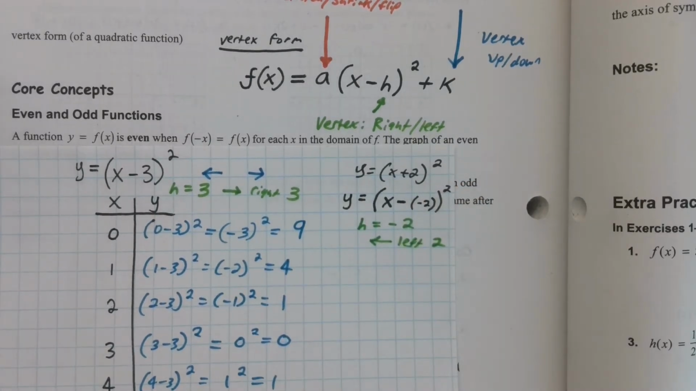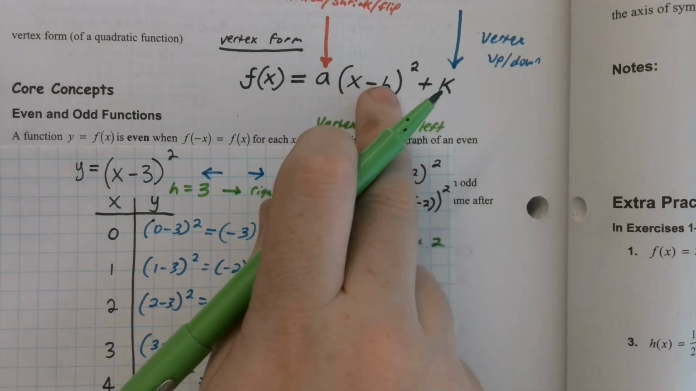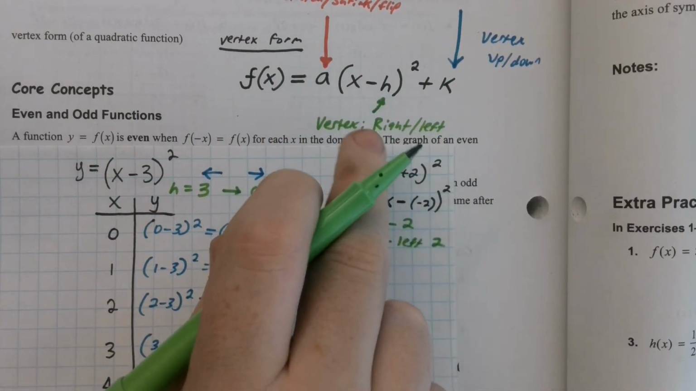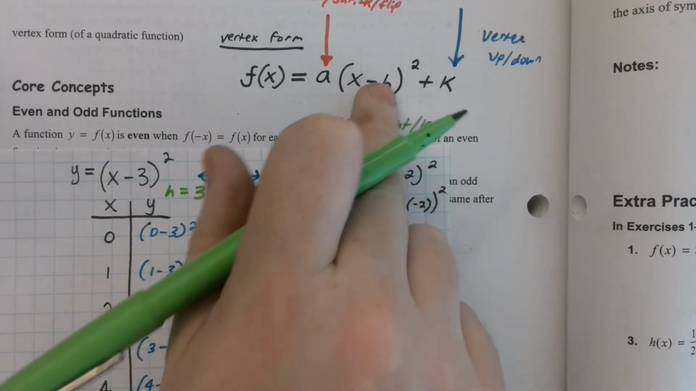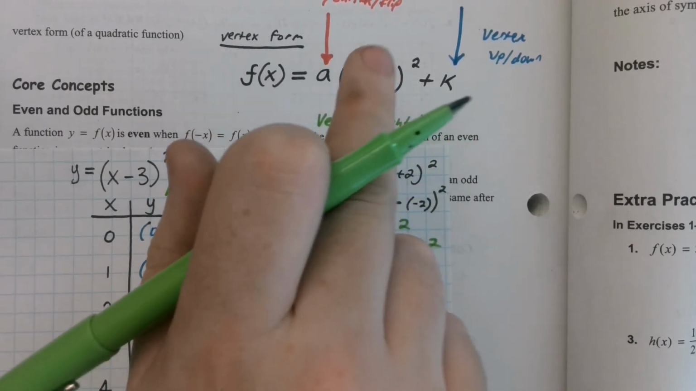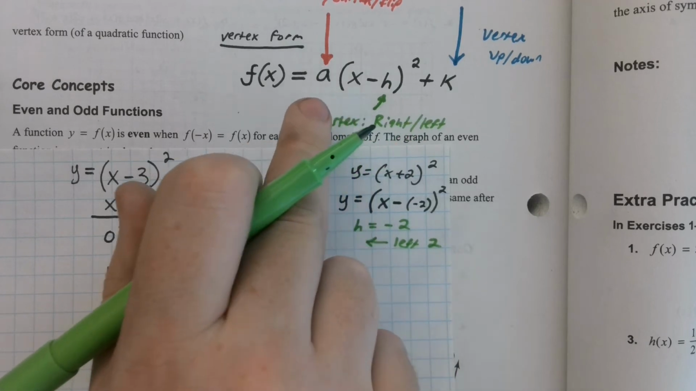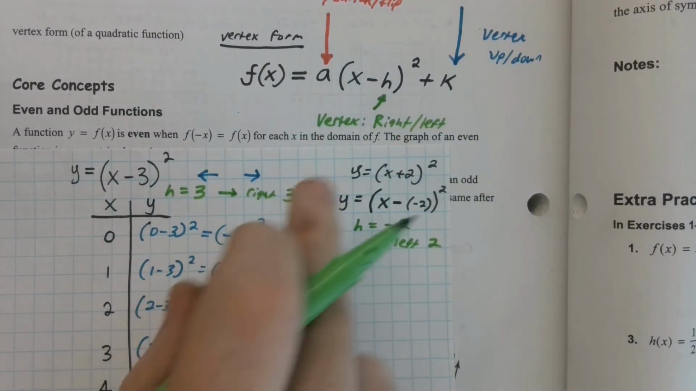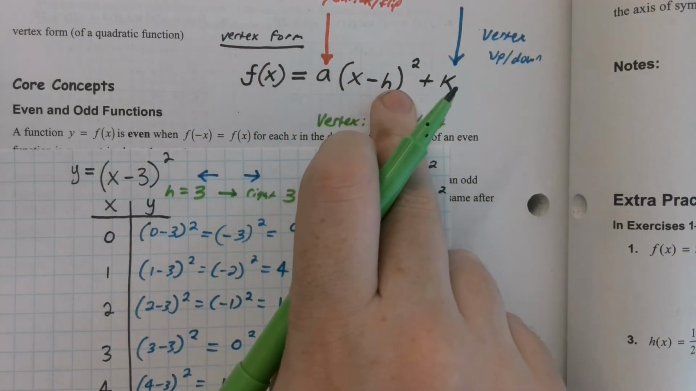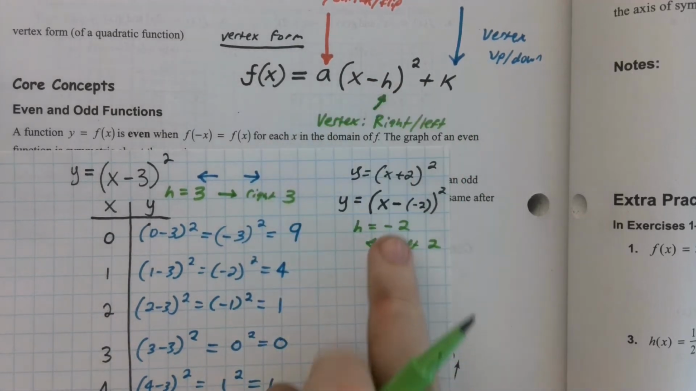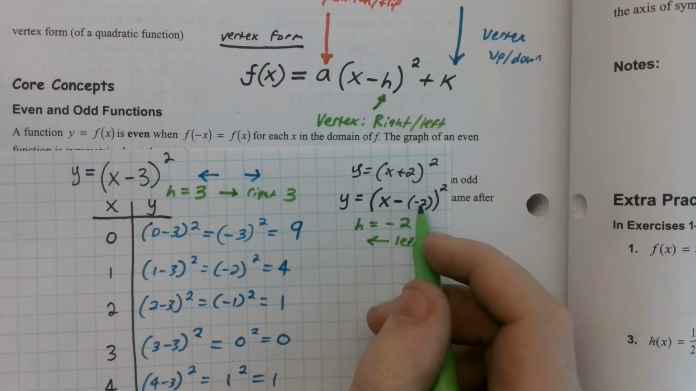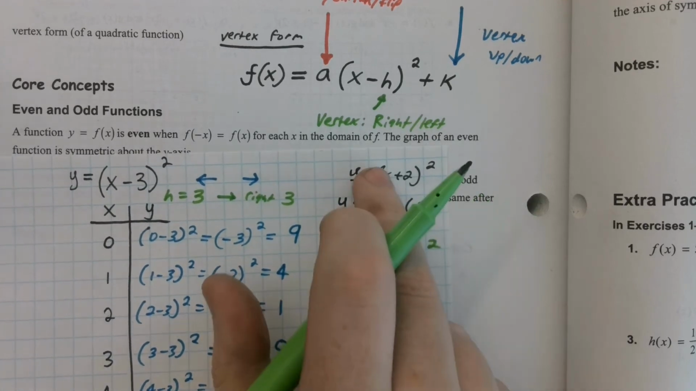This is crucial. The h value tells you how much left or right you go. If the h itself, the number right here after the minus sign, is positive, that means it moves to the right. But if you see x plus something instead of x minus something, you know it's because your h value was a negative number, like it was here, and turned into x plus.